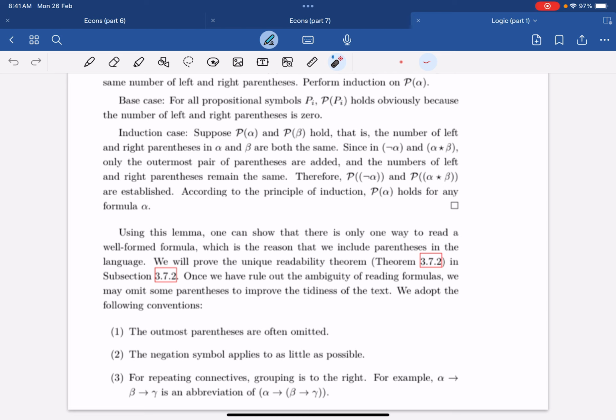And because of this, we can omit the outermost parentheses because it won't cause any confusion, and the negation symbol applies to as little as possible, because there's no need for this. Because this whole thing, you can remove this parenthesis and it's like that, and this part will cancel out, so it's just like that. And for repeating connectives such as this, we will read it from right to left. So we put the parentheses here and then the parentheses outside.